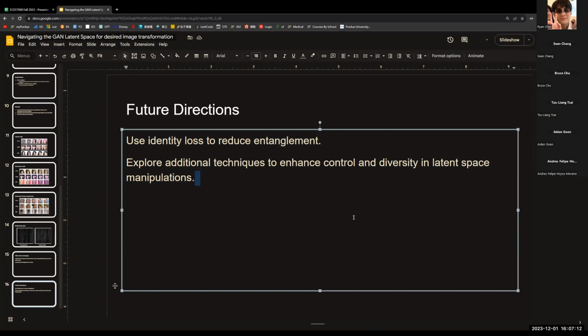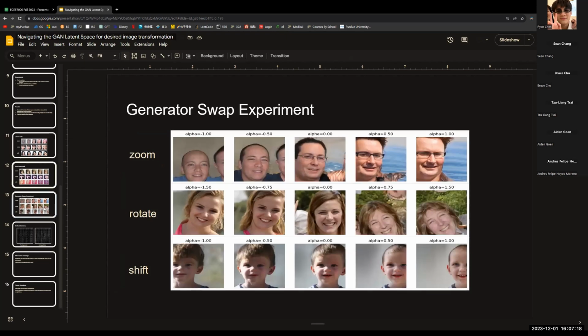Another question is what exactly does entanglement mean here? In this picture you can see, although the face gets zoomed in, this bald guy turns into another guy with glasses. So entanglement means that several features are also getting changed together.